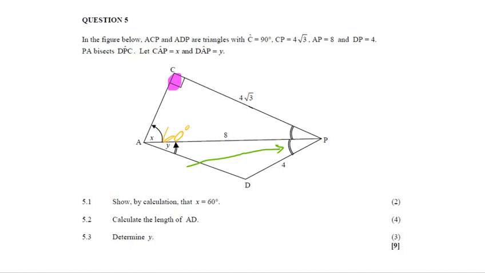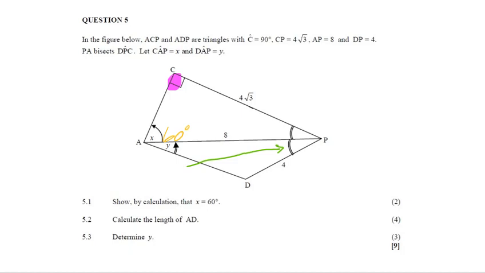They said, in the figure below, ACP and ADP are triangles with 90 degrees, C equals 90 degrees, and then CP is 4, 3, and then AP equals 8, and then DP equals 4. PA bisects DPC. Okay, let CAP equal X and DAP equal Y.